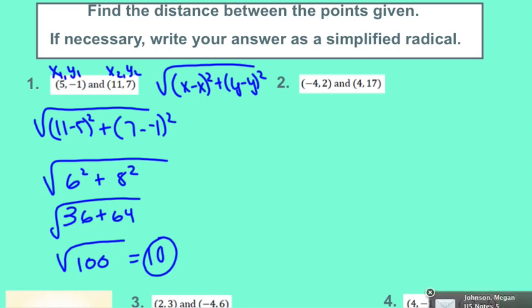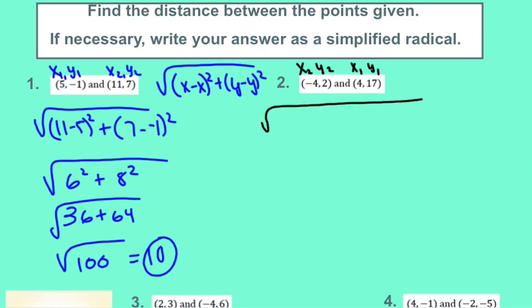So number 2, let's say I flip it around. Let's say I call this x2, y2, this y1. So let's say I do it this way. So I can take negative 4 minus 4 squared plus 2 minus 17 squared. Perfectly legal. I can do it. I'll end up in the same spot. So negative 4 minus 4 is going to be negative 8 squared plus negative 15 squared.